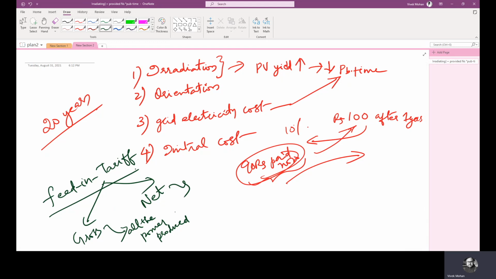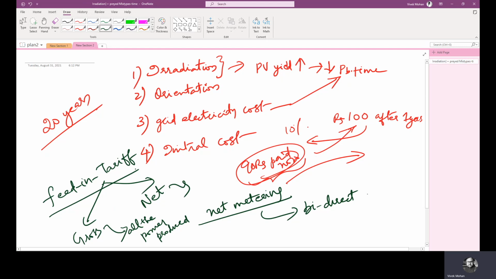So for any type of feed-in tariff implementation, we need a net metering system. Net metering system in the sense now power flow is in two directions, so there is bidirectional power flow. Either the consumer takes power from the utility, or excess power can be sold to the utility. So the meter here should be able to sense power flow in both directions. So that is what is net metering.